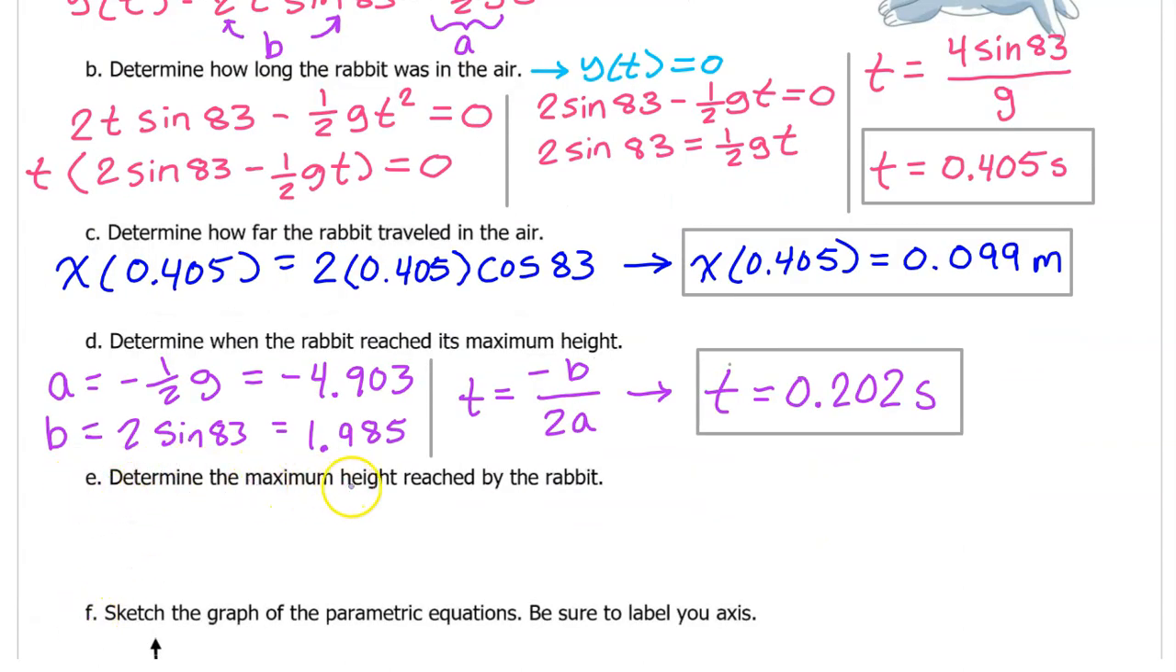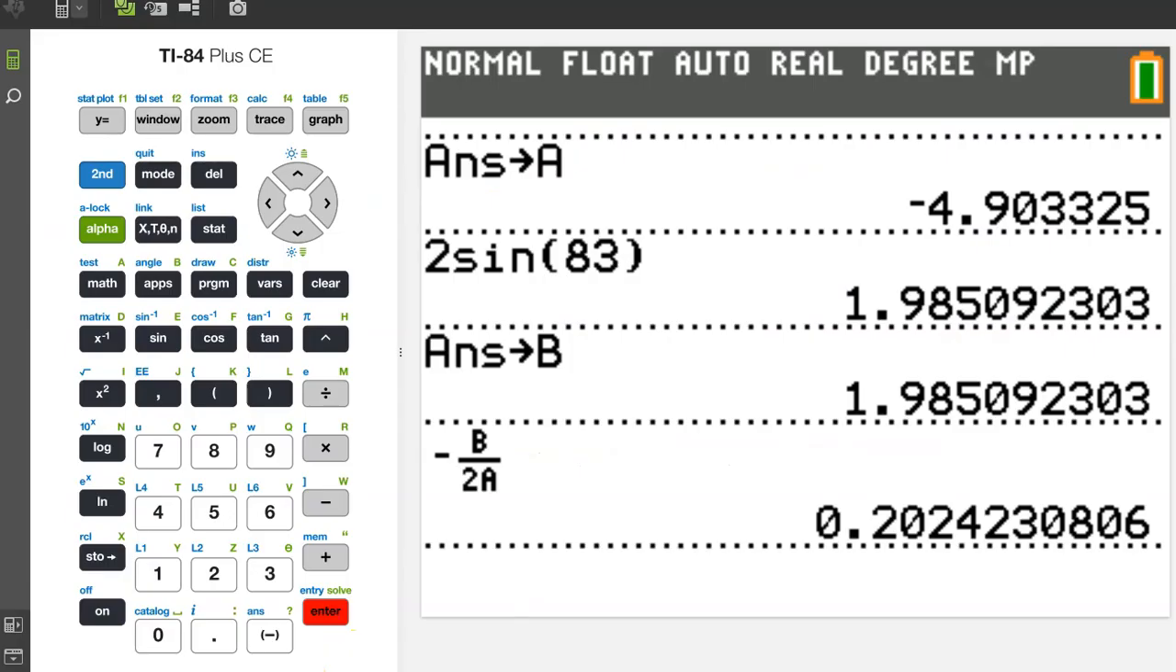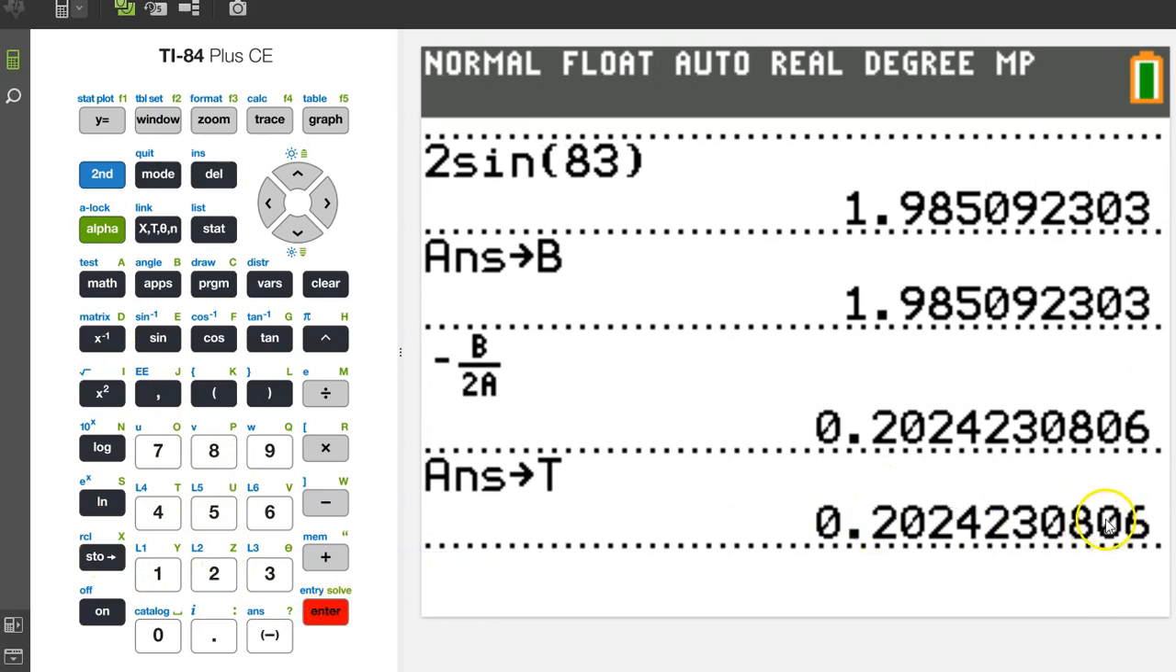Part E, determine the maximum height reached by the rabbit. Well, this will simply be the vertical position at 0.202 seconds. So we are substituting 0.202 in for t in the vertical position formula. However, let's store this value of t as a letter in the calculator right now so we don't lose these decimals. So if we hit store and then alpha t, we get to use all the decimals.